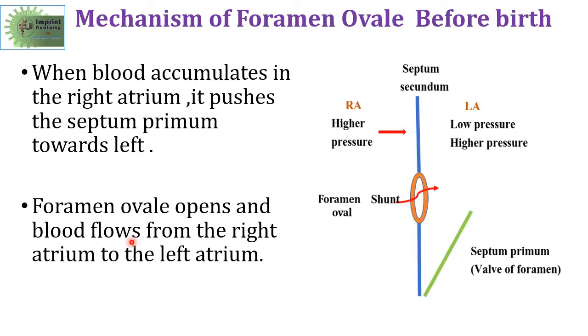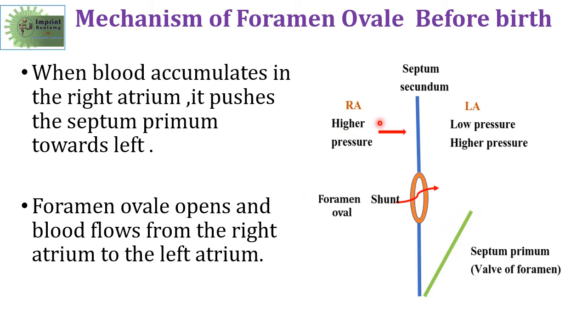So let's see the mechanism of the foramen ovale before birth. In this picture, you can see before birth there is a high pressure in the right atrium. So this is the septum primum, which acts like a valve, and this is the foramen ovale. This is the inferior margin of the septum secundum, and this is the superior margin of the septum primum.